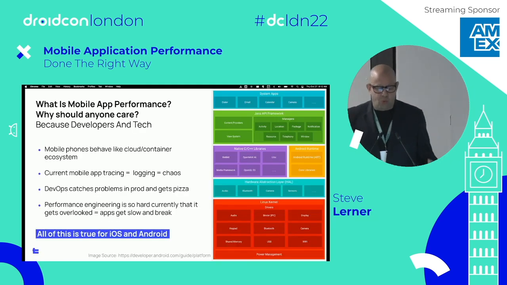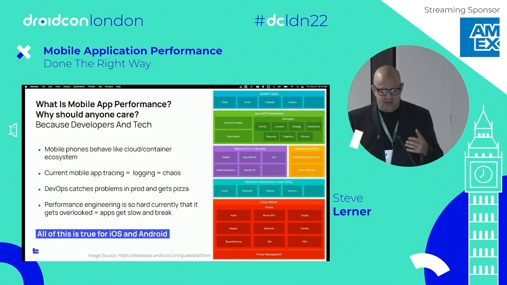So why should we even care about mobile app performance? And it's because of developers, and it's because of the technology involved. So what I notice about mobile phones, because the truth is I'm not a mobile app developer. I'm an engineer of all kinds. But when I got onto the world of phones, I noticed that a phone looks a lot like a cloud. It looks a lot like AWS. It's segmented into different kinds of hardware. There's different kinds of libraries. There's different kinds of frameworks. There's different kinds of performance happening in different parts of the phone. It looks a lot like cloud.